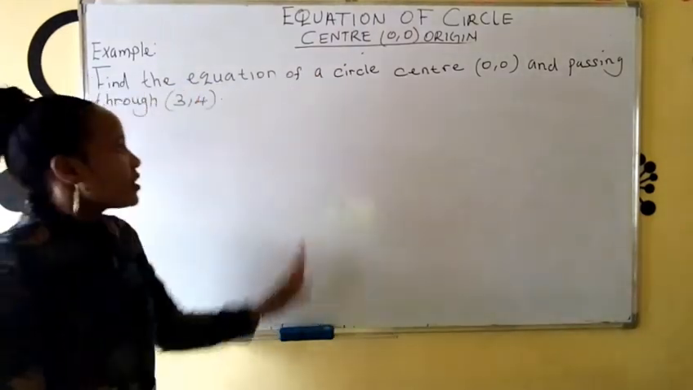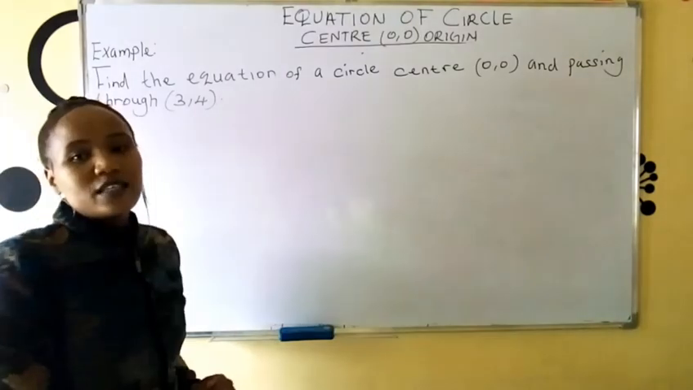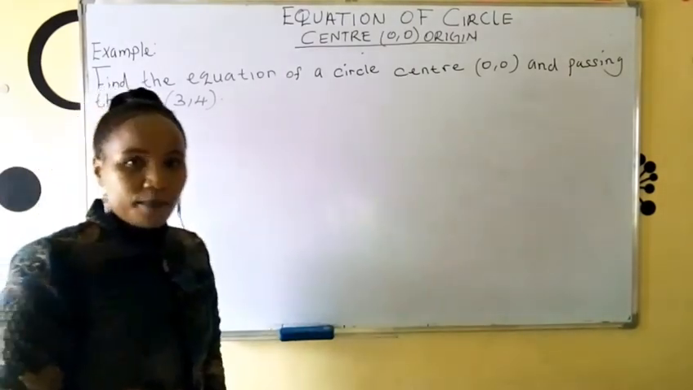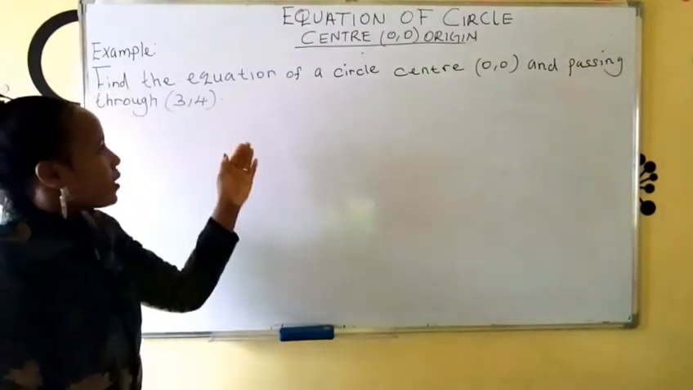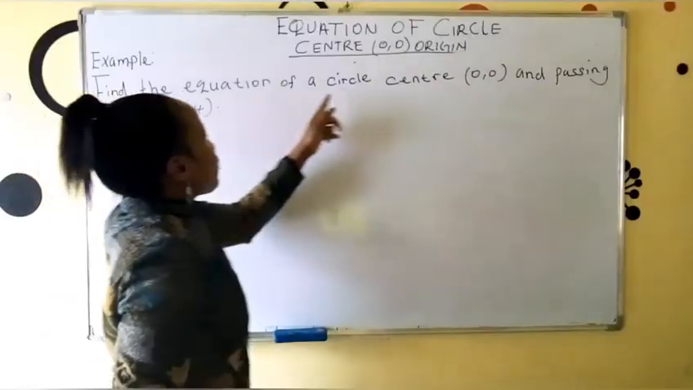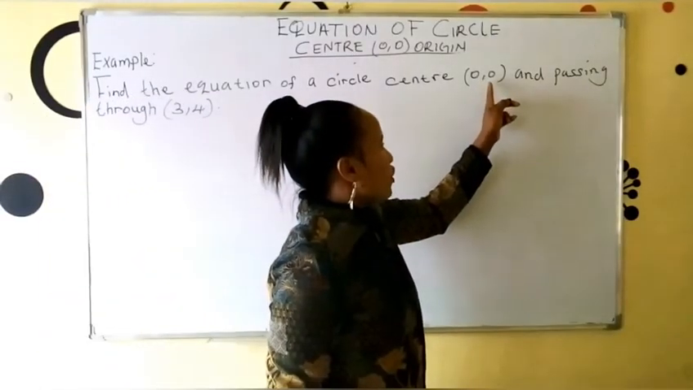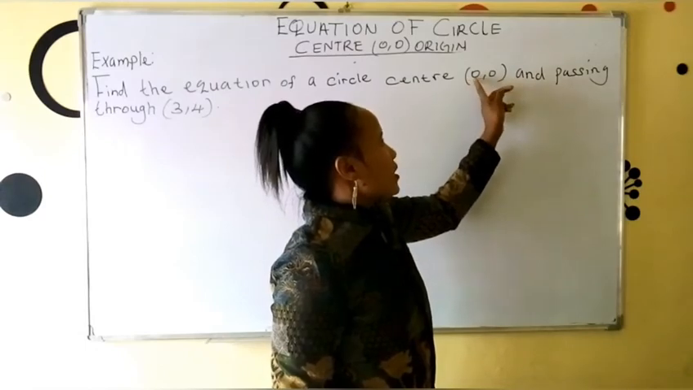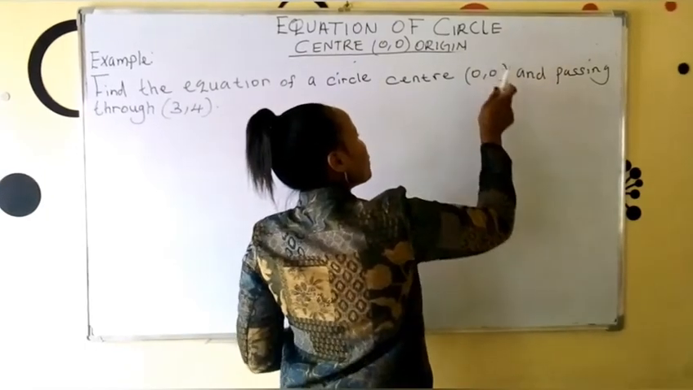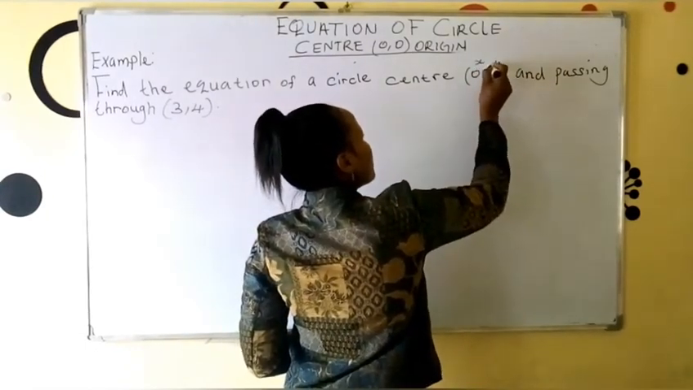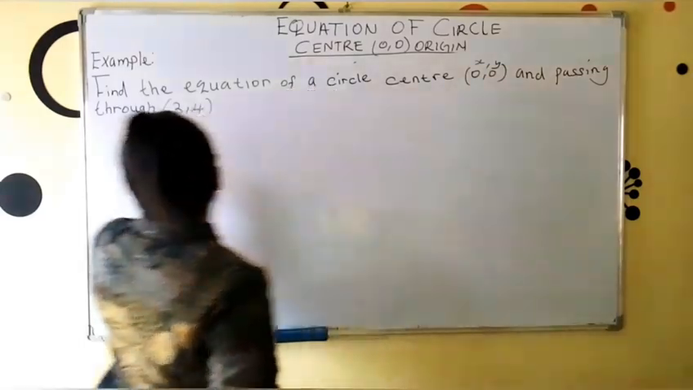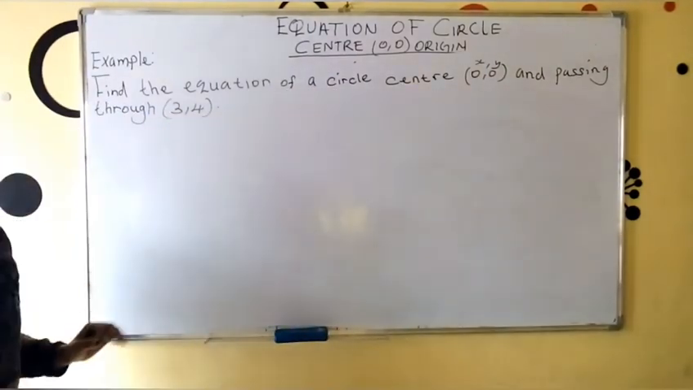We are going to look at the equation of a circle, center, origin. So we are given an example over here. Find the equation of a circle, center, origin. This is where x is 0 and y is 0, okay? And passing through 3, 4.